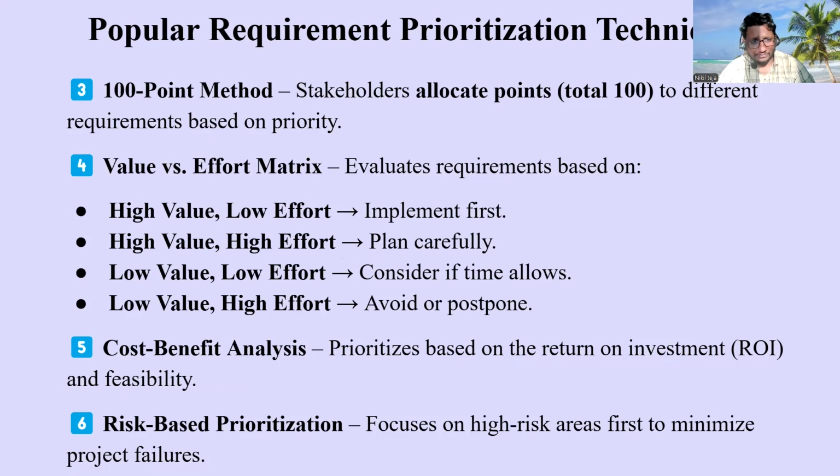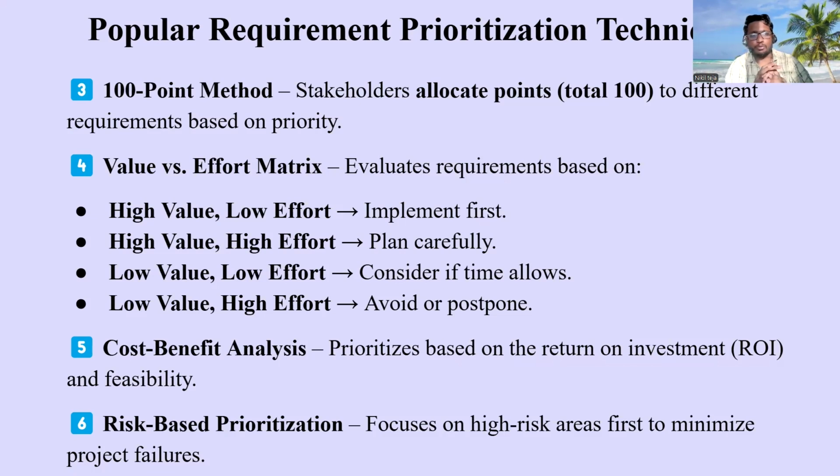We will be prioritizing based on the feature which has high value and low effort. We will be implementing it first. I think I have confused you. Let's take the example of requirements. We have 20 requirements, right? We will draw a matrix called the value versus effort matrix. On the x-axis there will be value, and on the y-axis there will be effort, and we will divide it into four quadrants.